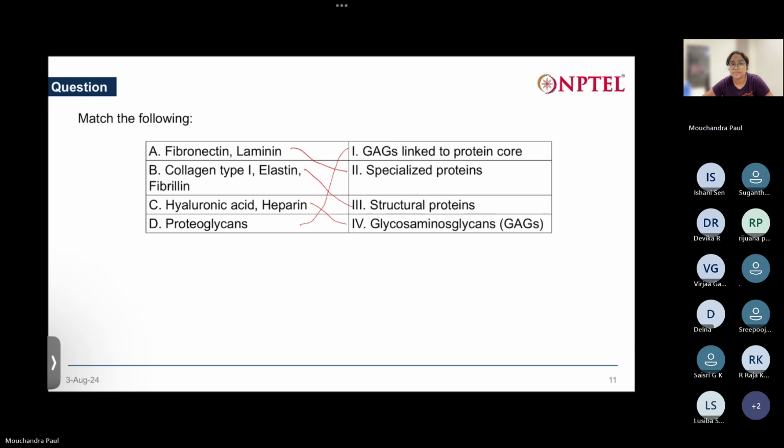Anything more that you can recall about fibronectin or laminin that makes it specialized? What is the cell for matrix? Yes. Can you speak up? What is the cell for matrix? Yeah, that is a component of ECM. Anyone else would like to try? Why is it specialized? What's so special about it?